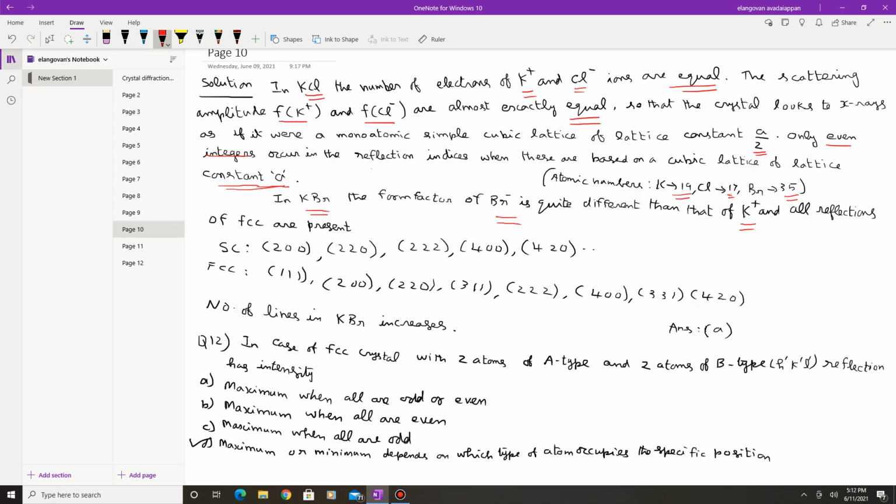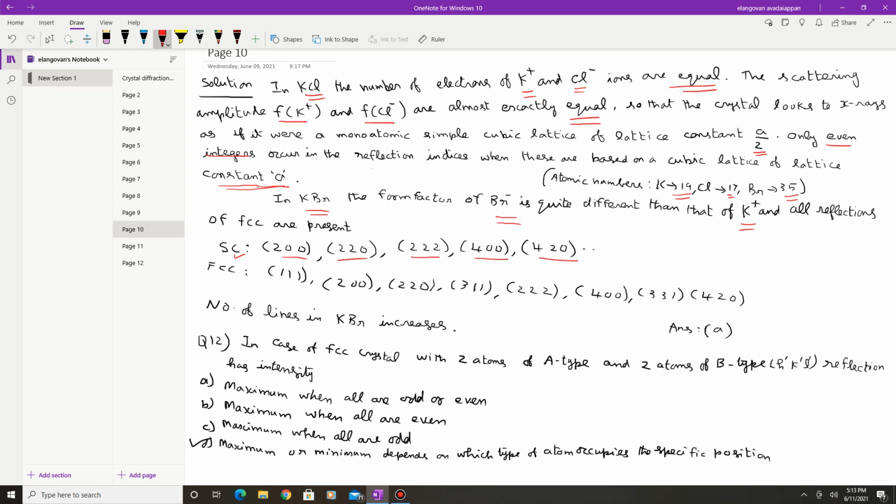For the first case, it looks like a simple cubic with lattice constant a by 2, that is important. Therefore only the even numbers: 200, 220, 222, 400, 420. If we divide these numbers by 2, we get 100, 110, 111, 200, 210, the numbers for a simple cubic. Since the lattice constant is a by 2, we have to choose only these even numbers: 200, 220, 222, 400, 420.